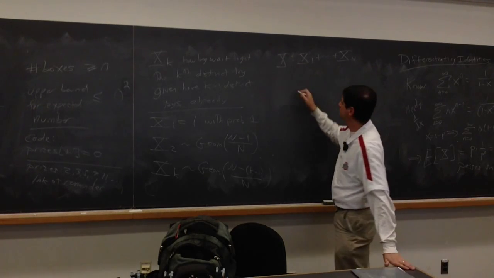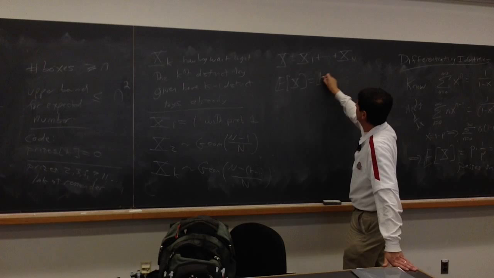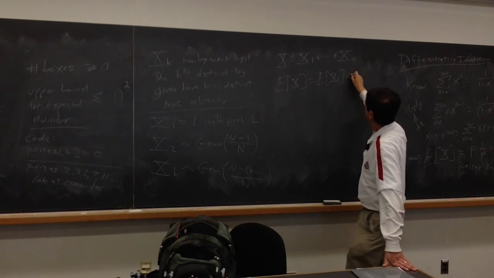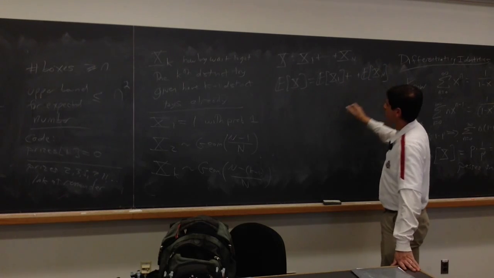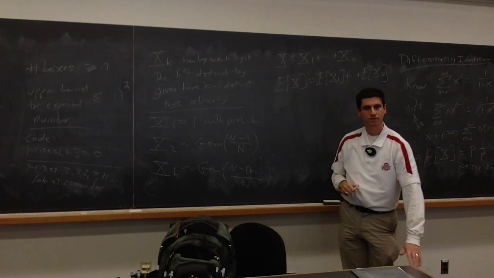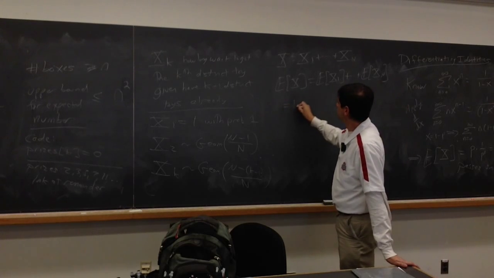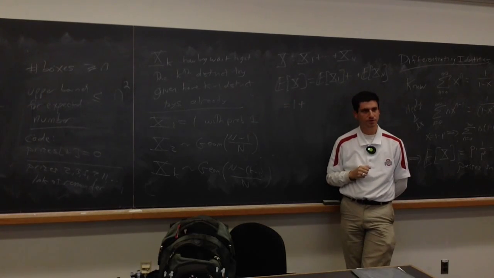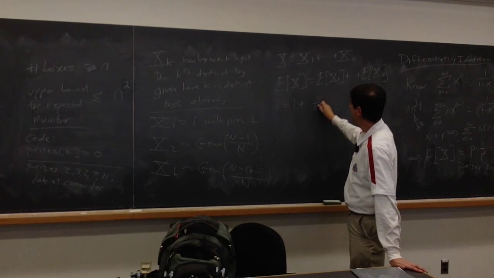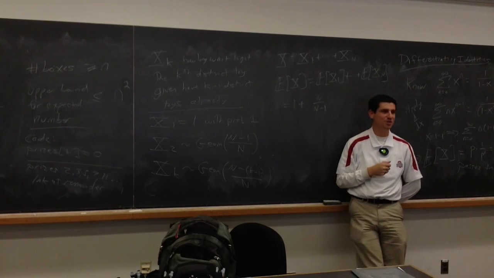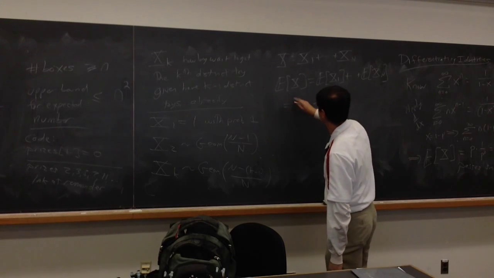And now we can use the linearity of expectation. The expected value of x is going to be the expected value of x1 plus up to the expected value of xn. What's the expected value of x1? 1. What's the expected value of x2? n over n minus 1. All right, if it's n over n minus 1, do I really want to write the expected value of x1 as 1? How do I want to write it? As n over n. Algebra matters.